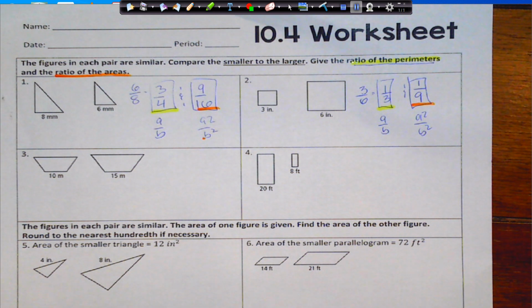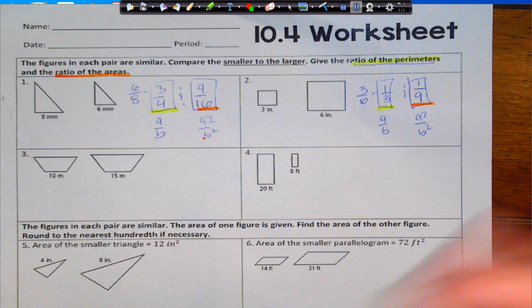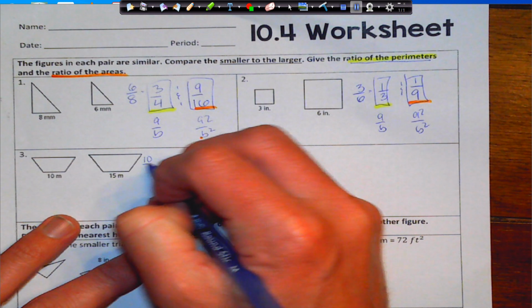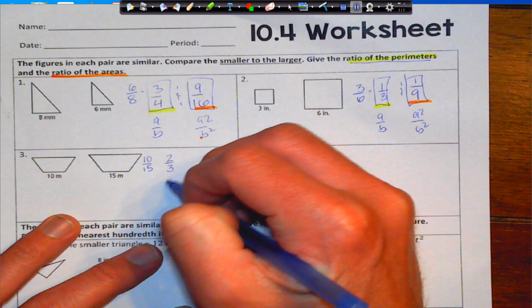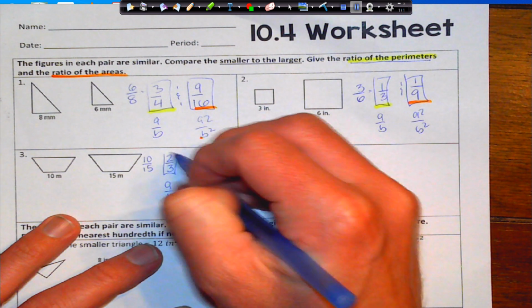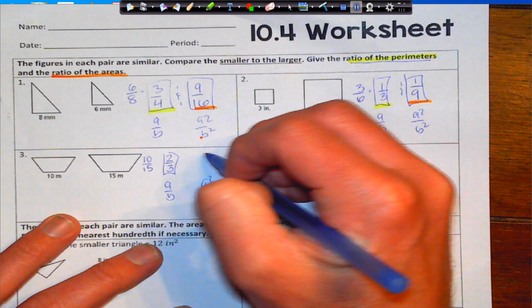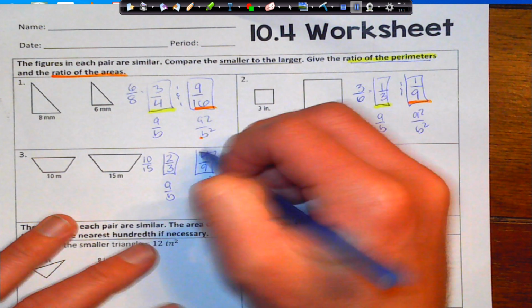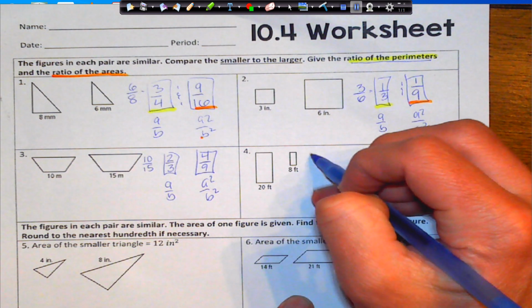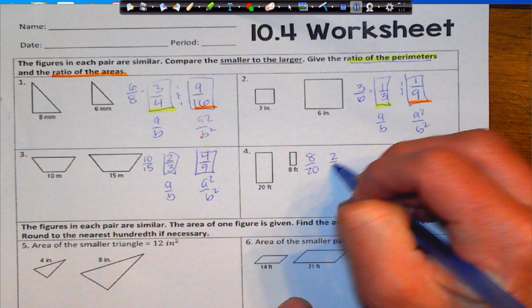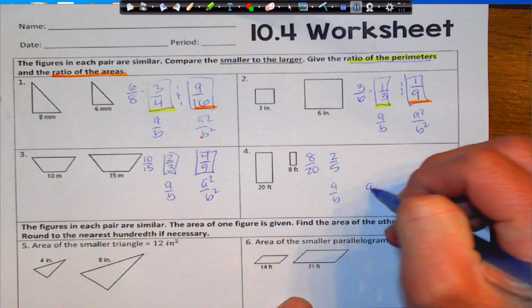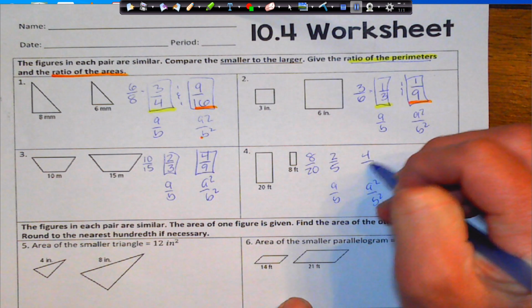So first thing, again, we do small to large, reduce. That's our a to b, and then we square it. So 10 to 15, we have 5 that goes into both, so that's 2 to 3. That's my a to b, and then we square it. That's going to be 4 to 9. Over here, we have 8 to 20. Let's see, what goes into 8 and 20? Is 4 the largest? That would be 2 and 5, I believe so. 2 and 5, so that's my a to b. So a squared to b squared is going to be 4 to 25.